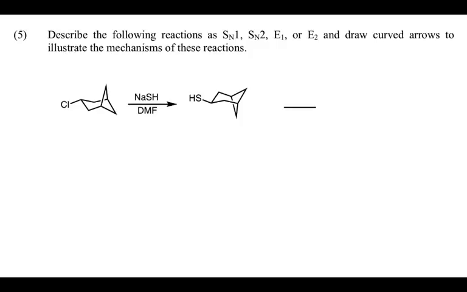So what's this? What do you guys think? SN1, SN2. Is it a substitution or an elimination? Substitution. So it's an SN. Now the only question is it 1 or 2? 2. Because sulfur is a great nucleophile. Right? Great nucleophile. So that's why it's SN2. All right? Whenever you see SH minus or something, that's a great nucleophile.